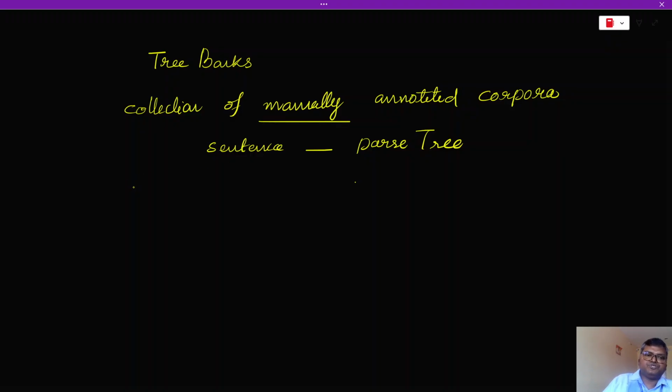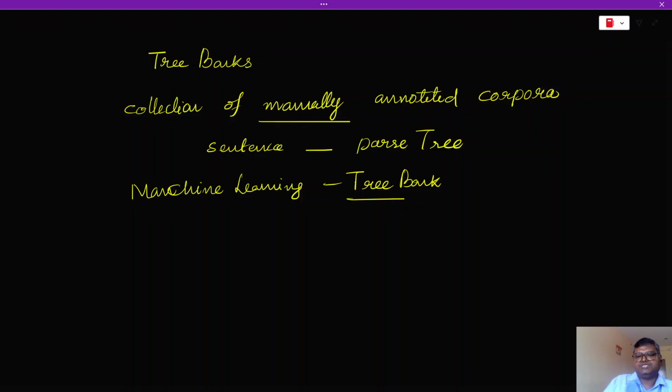But what we can do is use a machine learning model, a supervised learning model, and with the existing tree bank data, we can develop a model to find the parse tree for the sentences which are not present in the tree bank. That is what we are going to do.